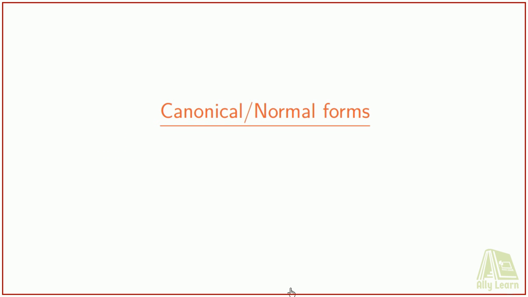So friends, before proceeding with the canonical forms, the first question that must be coming in your minds is: what is a canonical form and why do we study it? Before I answer that, I have written two terms, canonical and normal. Both terms are used interchangeably for the same thing, okay? Both mean the same thing, canonical and normal forms. And now, why do we study it?